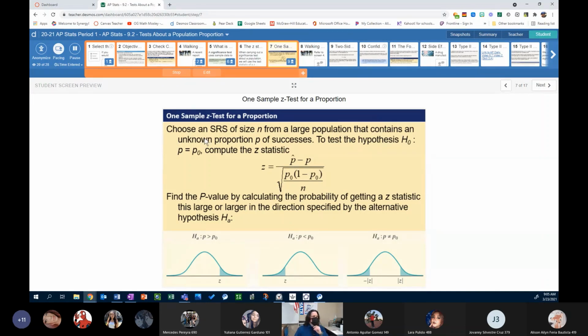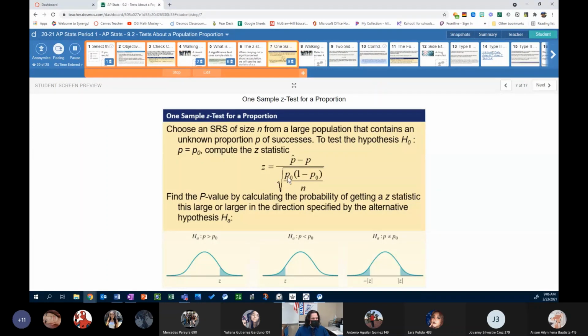Choose an SRS of size n from a large population that contains an unknown proportion p of successes to test the hypothesis H naught: p equals p naught, where this p sub 0 is the assumed proportion. We compute the z statistic with z equals p hat, the sample proportion from our sample data, minus p sub 0, divided by the square root of p sub 0 times 1 minus p sub 0 divided by n.